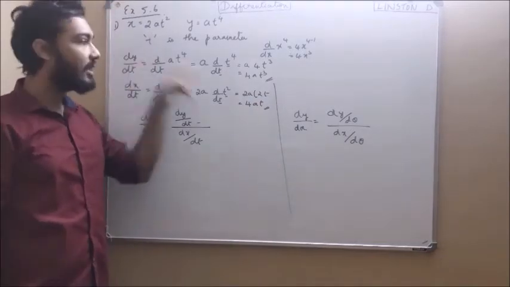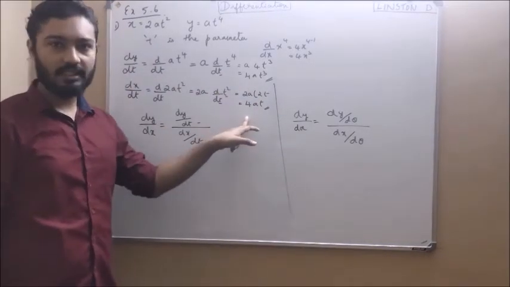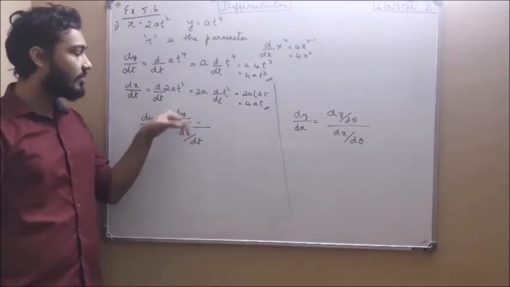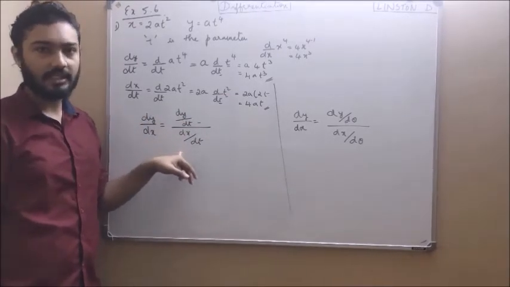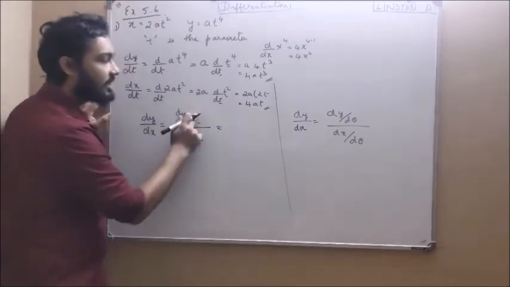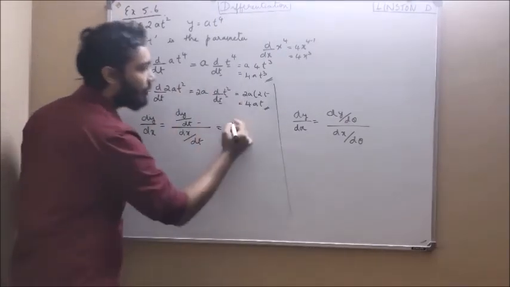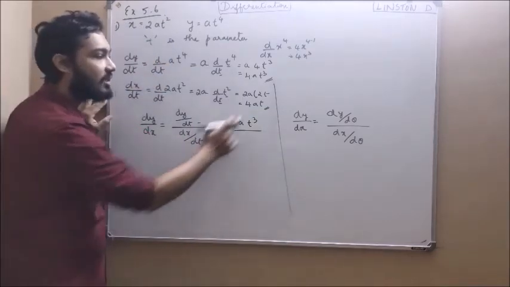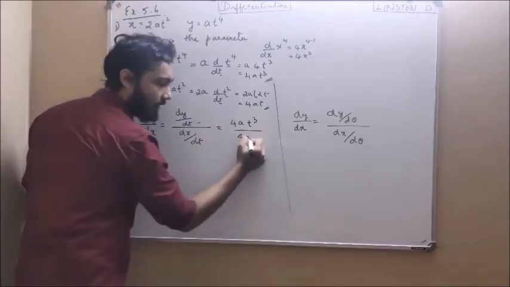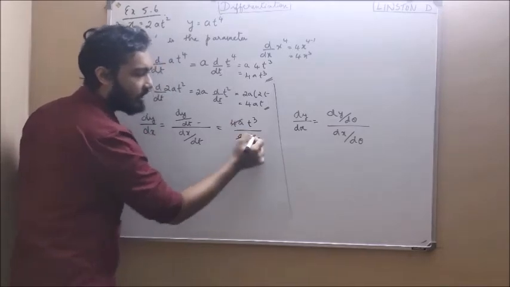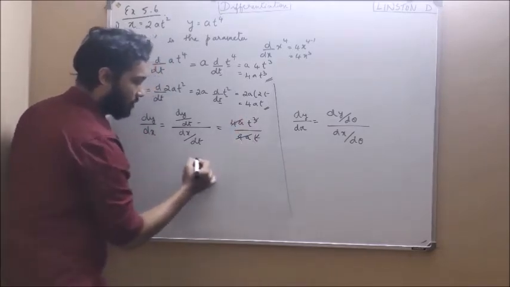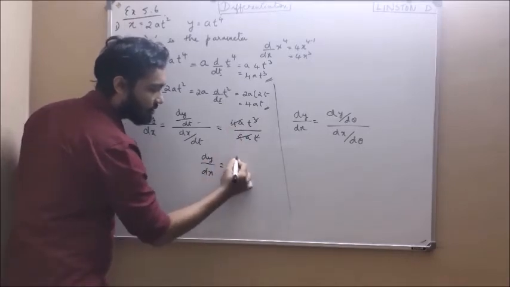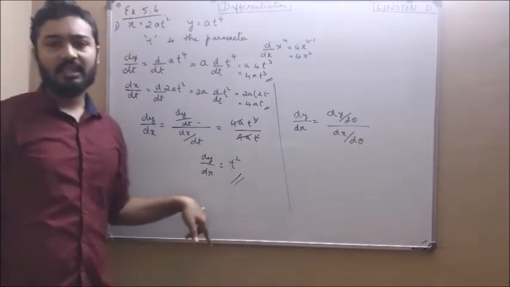So this is dy by dt. This is dx by dt. Now what is dy by dx? dy by dx is nothing but dy by dt divided by dx by dt. So which is equal to, what is dy by dt? dy by dt is nothing but 4at cube, divided by dx by dt, which is nothing but 4at. So cancel t, 1 t will cancel. So therefore dy by dx is nothing but t square. So this is the answer.